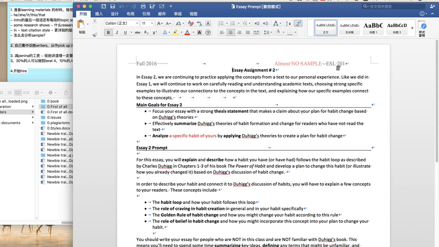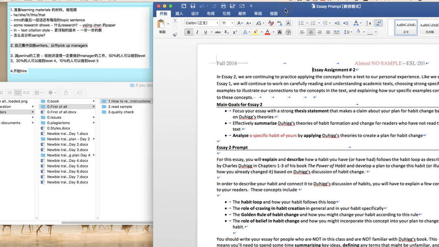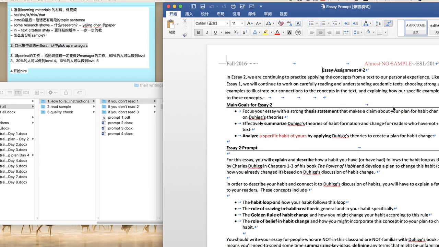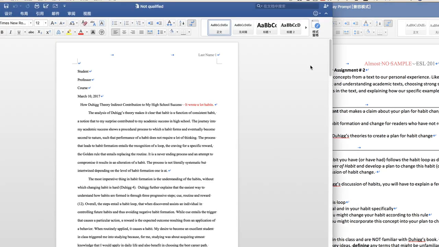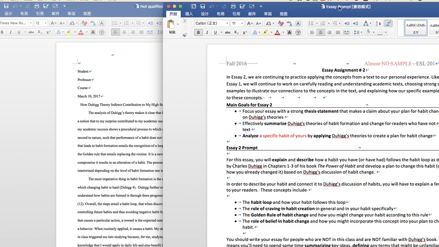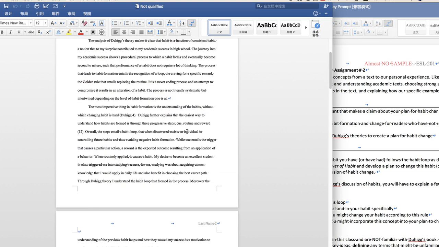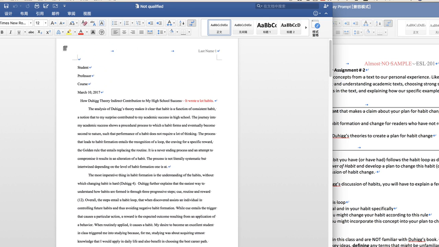For ESL courses, we almost don't have any samples, so you have to read the prompt or the instruction carefully by yourself. Let us open their writing, the not qualified one, to check what errors it has. In this prompt, it stated one specific habit of yours, only one specific habit. But in this essay, it wrote about a lot of habits. In other words, the whole essay is not qualified.